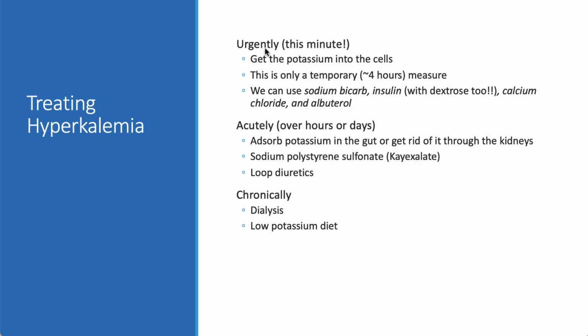Well, we have to decide, is it urgent or do we have time? If the patient is symptomatic, they're getting hypotensive and bradycardic, and the QRS is really wide and it looks ugly, then we need to get it treated right away. And the way we do it is to force the potassium, the excess potassium, into the cells temporarily. So we can use sodium bicarb, insulin, but we always give dextrose too, right? Don't want to give them insulin shock as well.